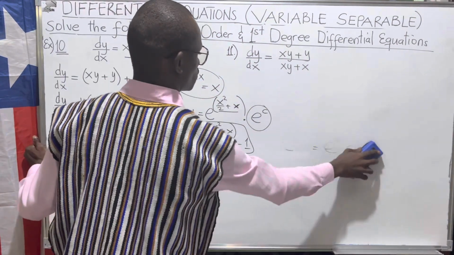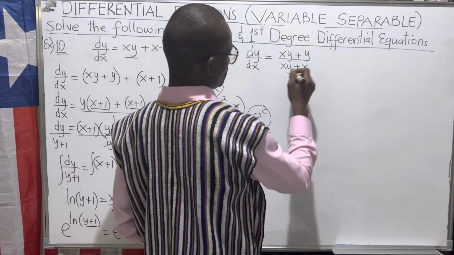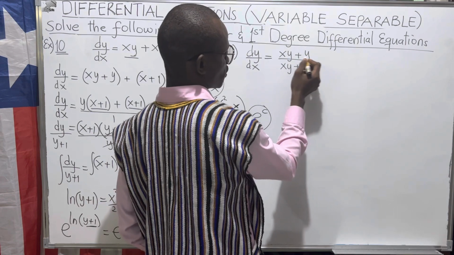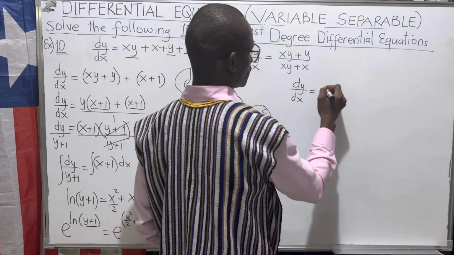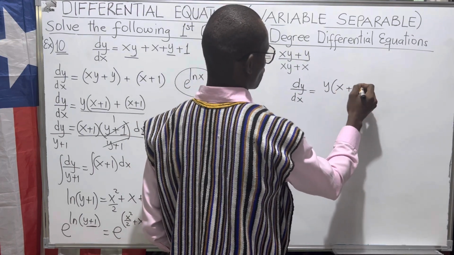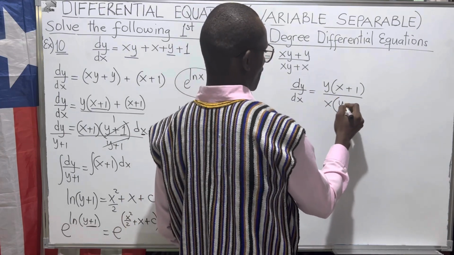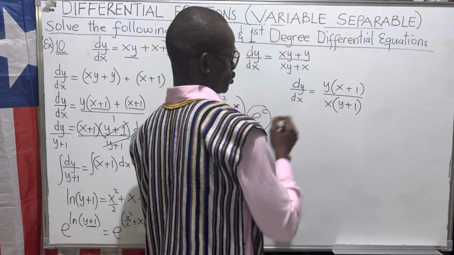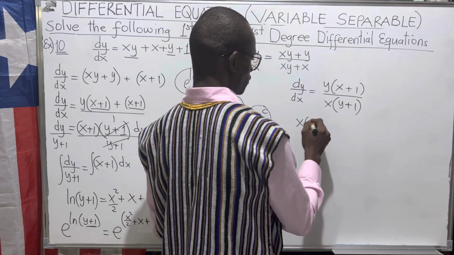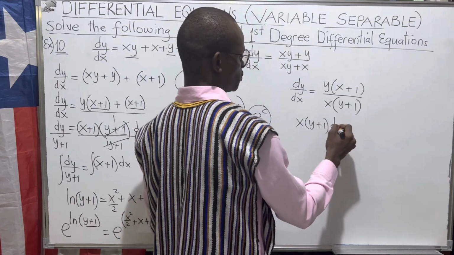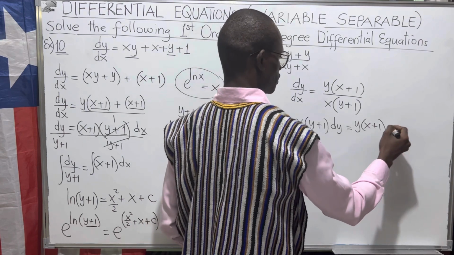Let's look at question 11. So question 11, the first thing we can do is to factor out what is common, y and y. So we get dy over dx equals y(x + 1) over x(y + 1). So we can cross multiply now, right? So we cross multiply: x(y + 1) dy equals y(x + 1) dx.